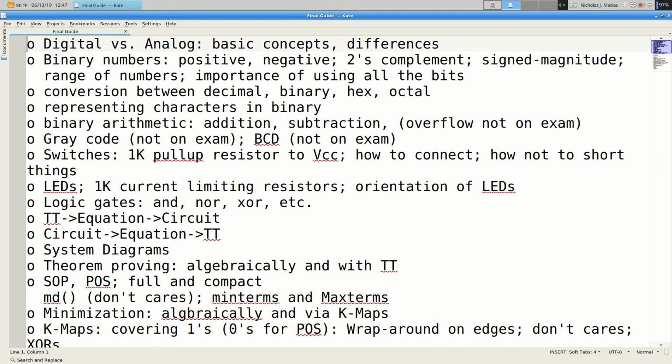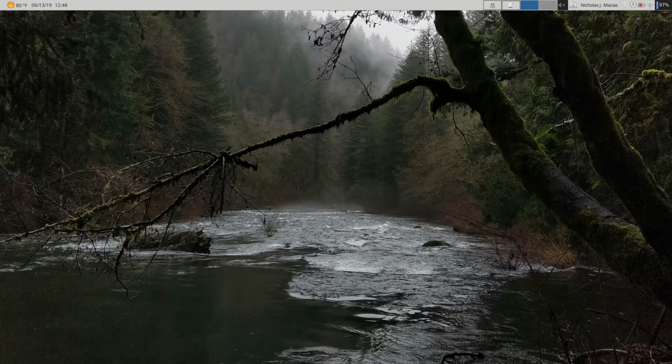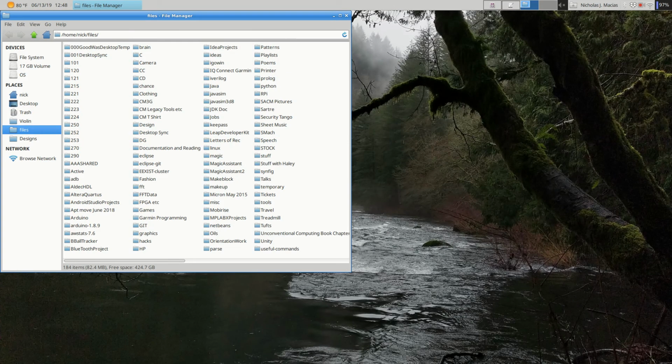Yeah? So I get the truth table to equation to circuit, but circuit to equation to truth table? Oh, like if I said, let me find you a real example.